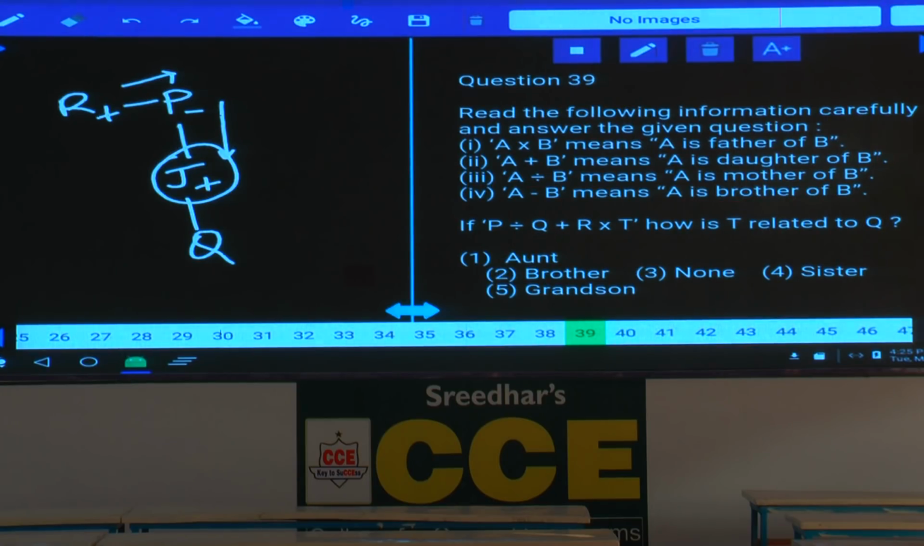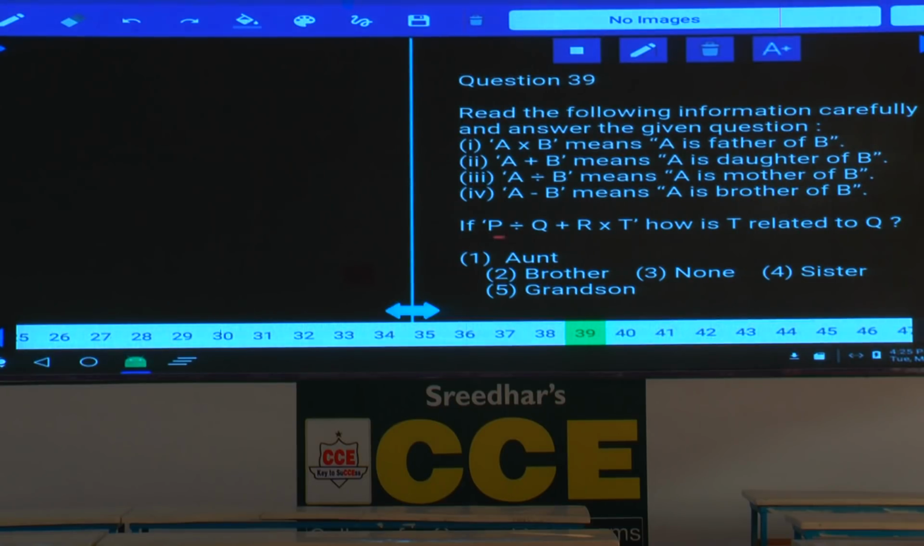Then question number 39. Now in this 39, P divided by Q means P is the mother of Q. P is the mother of Q can be written like this. And Q plus R, Q is the daughter of R. P is a female, R is a male, Q is the daughter of R.